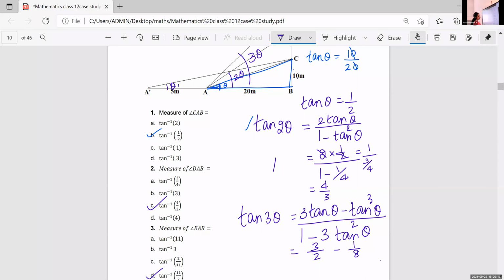What will be tan theta 1? Opposite side is 10, isn't it? And what about the adjacent side? It is 25. Therefore, what will you get? What is tan theta 1?